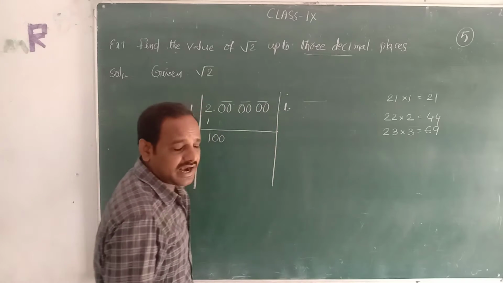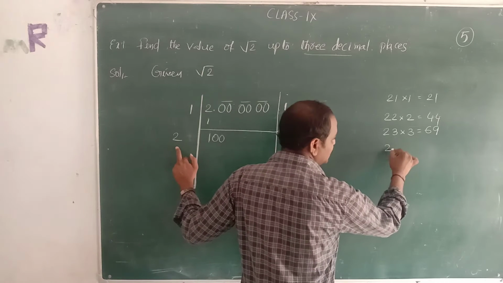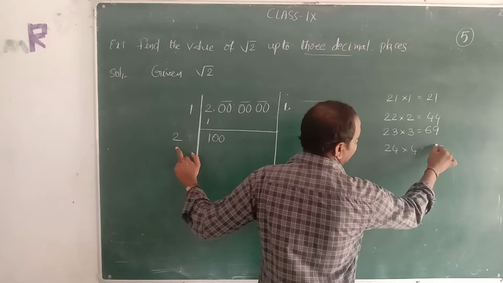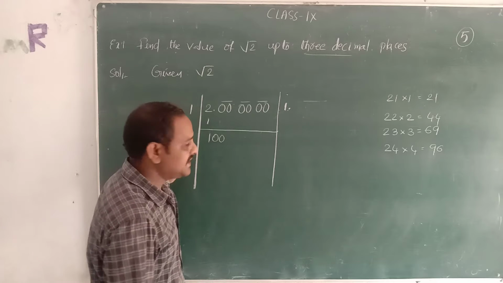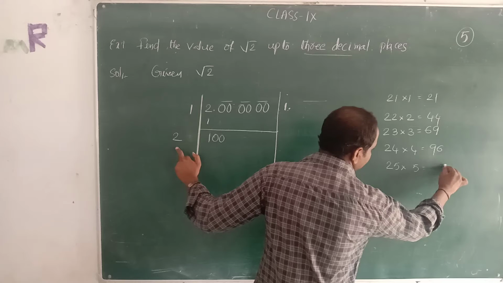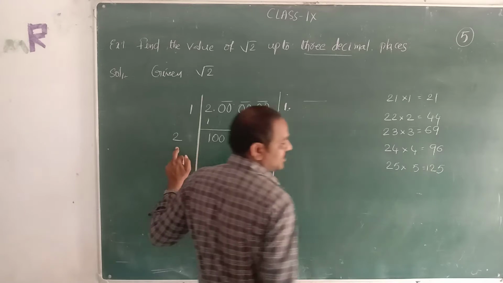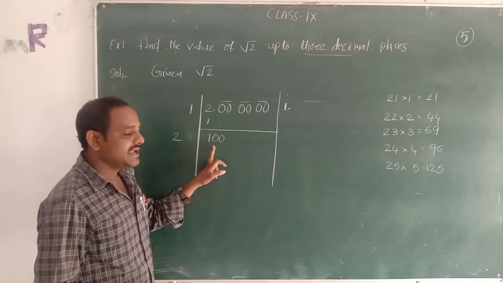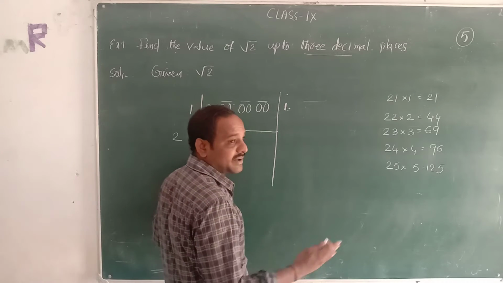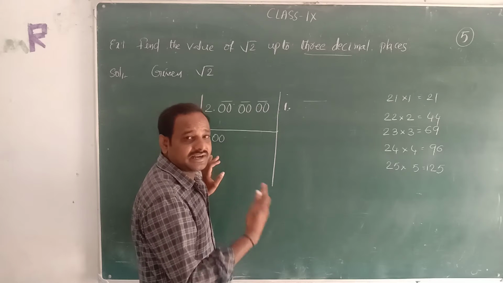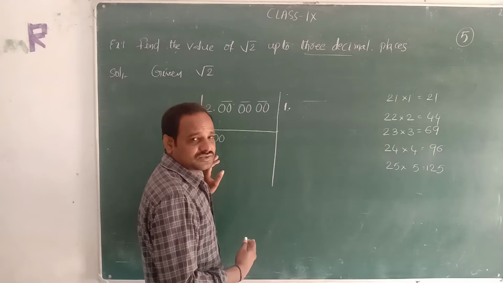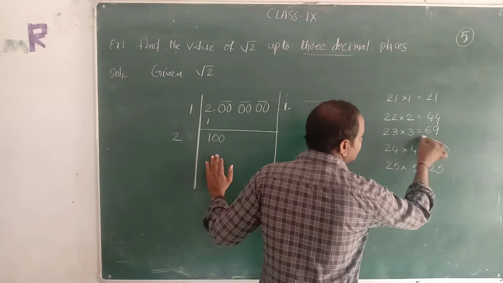69. And again possibility is there. 24 4s are 96. And 25 5s are 125. So here it is 100. The closest number for 100 is which one? But it must be less than 100, not greater than 100. Did you understand? So which is less than 100 and it is closest to it, which is 96.